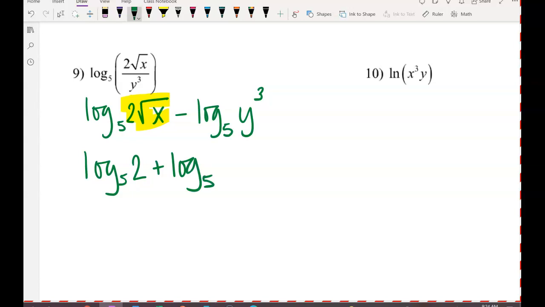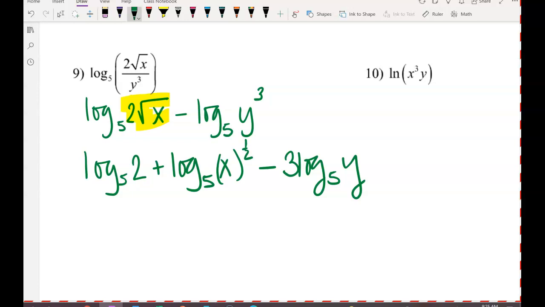Oh, rad x can be rewritten. Someone said it earlier. X to the power of 1/2. We cannot have power because it said so in the instruction. So Carter, where do all powers go? In front of the log. So 3 times log base 5 of y. No, that's not the end because I still see a power.